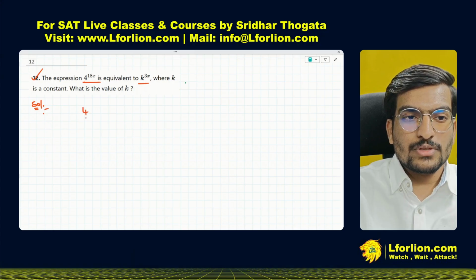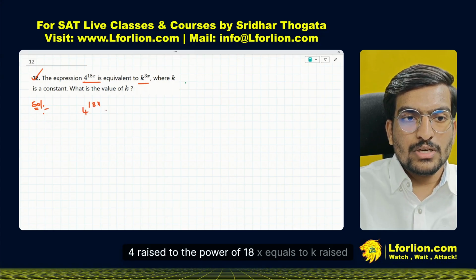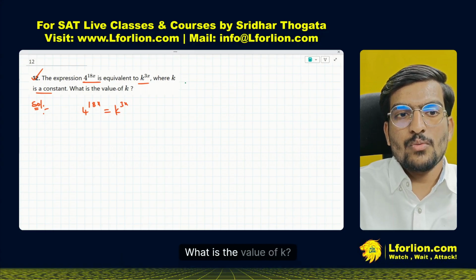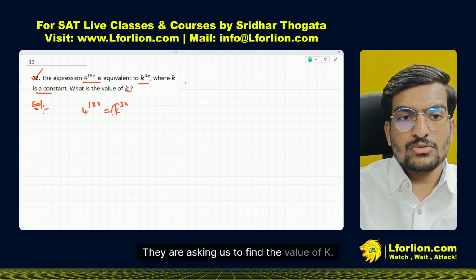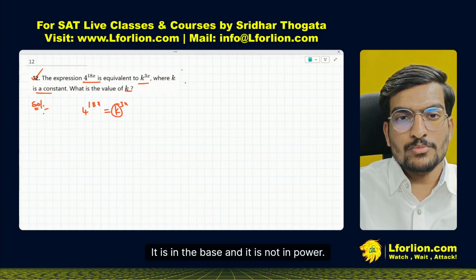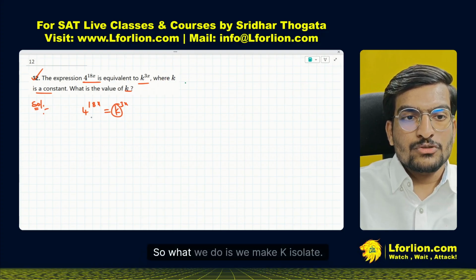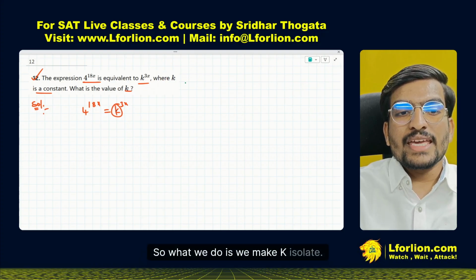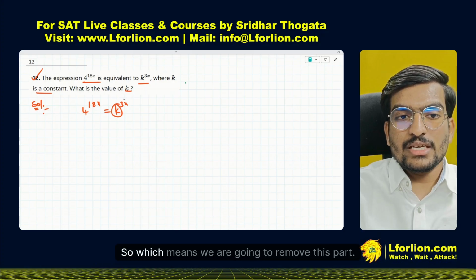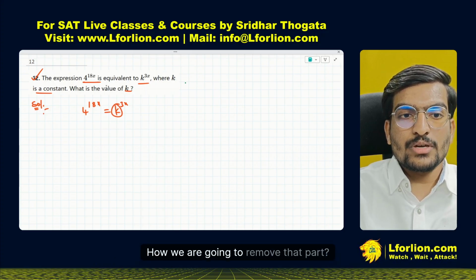Question number 12. The expression 4 raised to the power of 18x is equivalent to k raised to the power of 3x. 4 raised to the power of 18x equals k raised to the power of 3x, where k is a constant. What is the value of k? They're asking us to find the value of k. It is in the base only, it's not in the power. So what we do is, we isolate k. So which means we are going to remove this part. How are we going to remove that part?